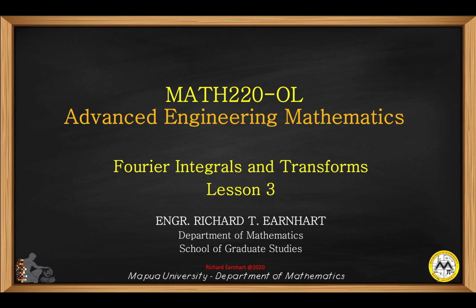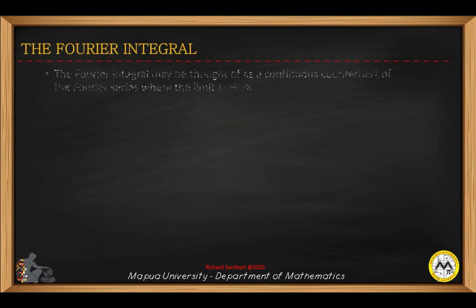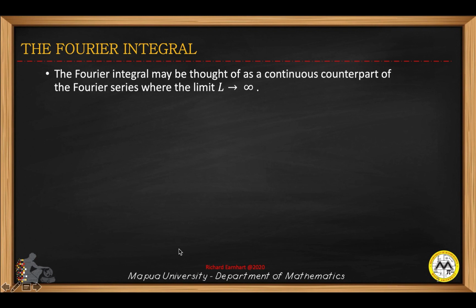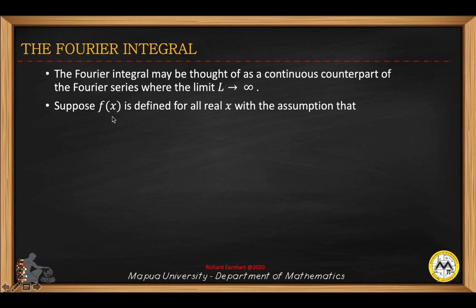For this lesson, we're going to talk about Fourier integrals and transforms. The Fourier integral may be thought of as a continuous counterpart of the Fourier series where the limit L approaches infinity. Suppose f of x is defined for all real x with the assumption that this integral converges absolutely.